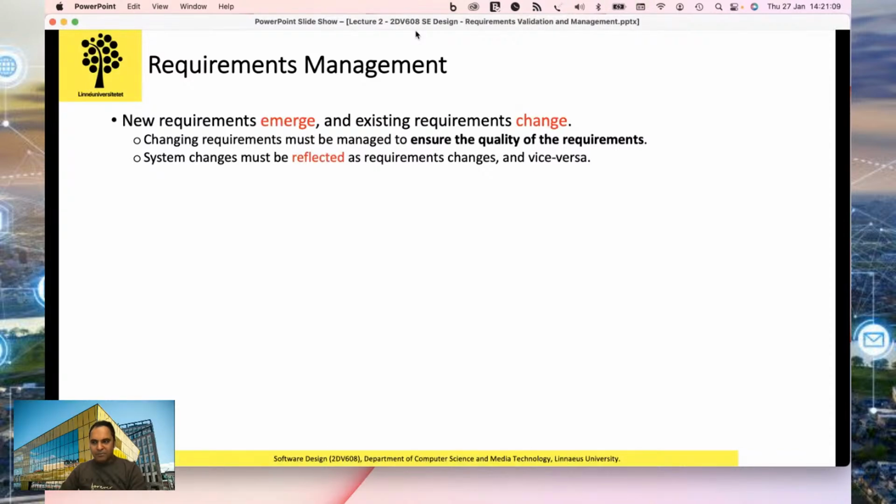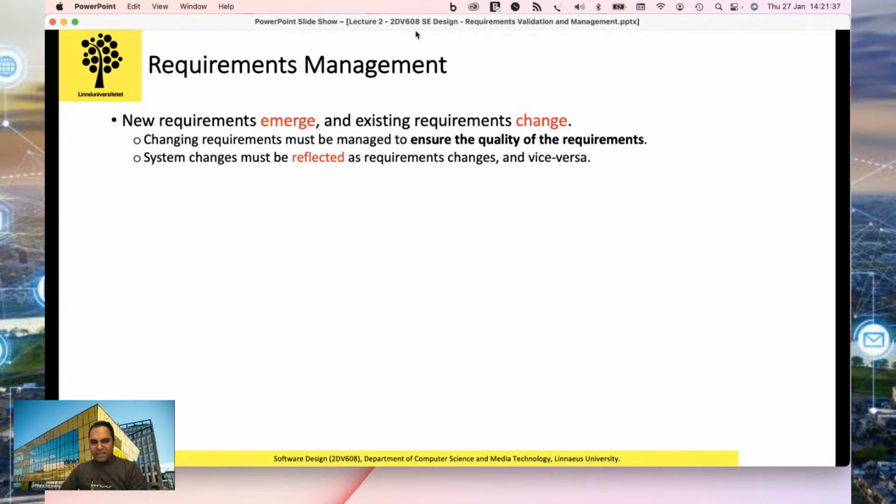So we might have new requirements over time, and also our existing requirements might change over time, and there is a need for a well-defined management policy to incorporate those changes in the requirements.